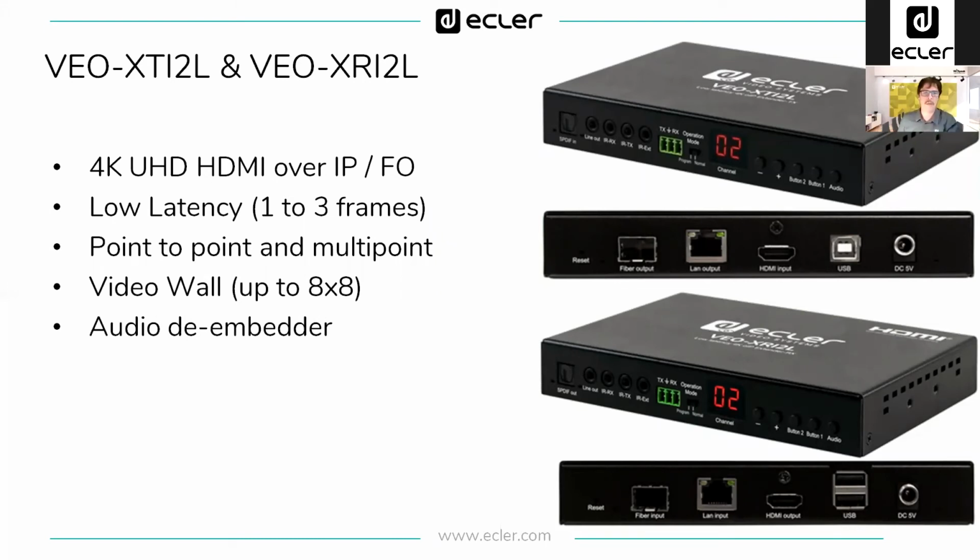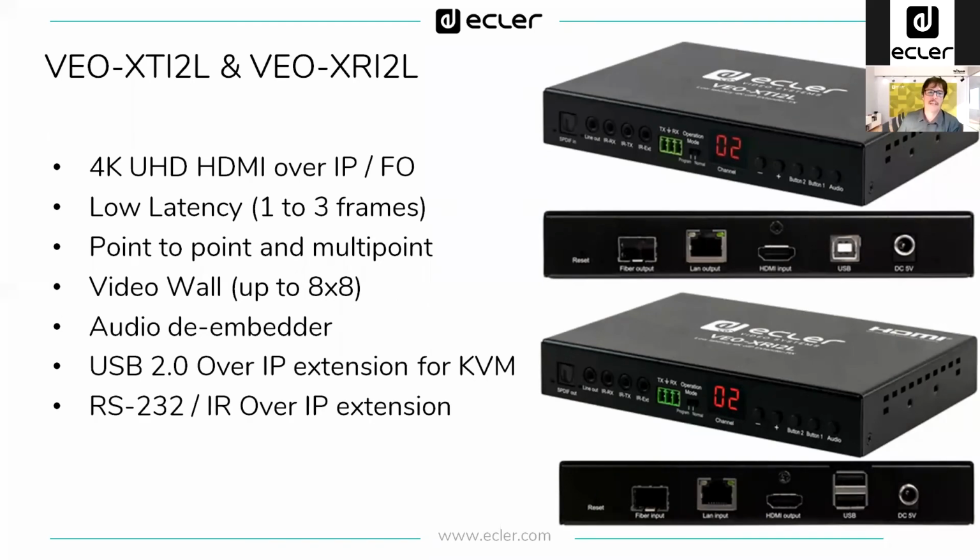It has audio de-embedder. We can have a keyboard and mouse extension over IP. This means that we can connect mouse and keyboard into the receiver where we see the image, and the transmitter will get those signals of the mouse and the keyboard. And if we connect the USB of the transmitter to the PC, we can get control from the other side. It has also RS-232 or infrared over IP extension. The same way, we can have RS-232 transmitted through the network between the transmitter and the receiver. And it's PoE, or it has also an external power supply, which is included.